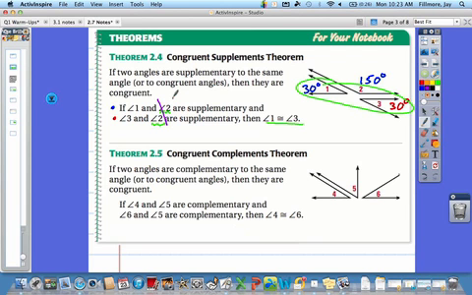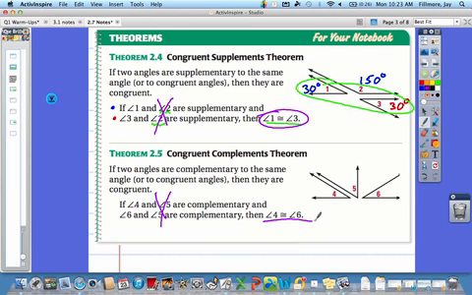You cut out what's the same and say that these two are congruent to each other. So it's similar to the transitive property, but it's not transitive because we're not using all equals, we're using supplementary, resulting in congruence. So that's the congruent supplements theorem. The congruent complements theorem is exactly the same, but instead of supplementary angles, we're talking about complementary angles. They add to 90. So for our example over here, if angle 4 and angle 5 are complementary, and angle 6 and angle 5 are complementary, we can cut out what's the same and say these two should be congruent.